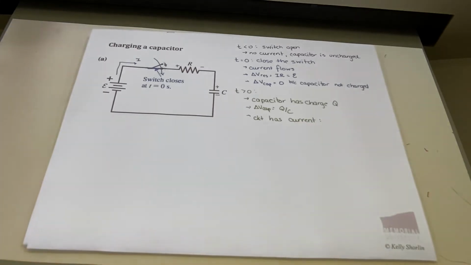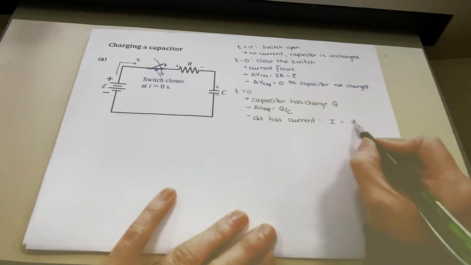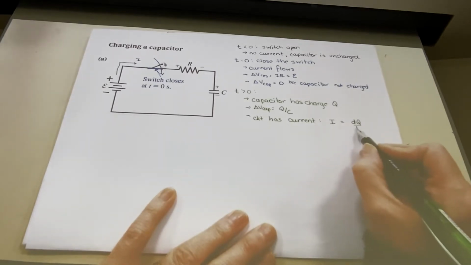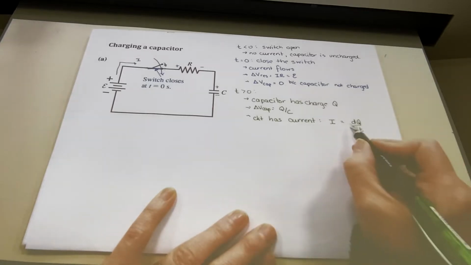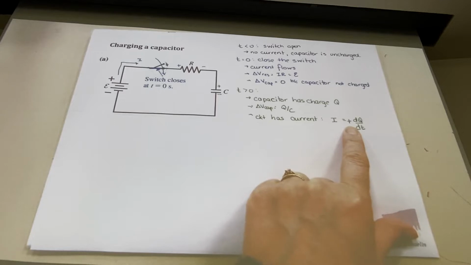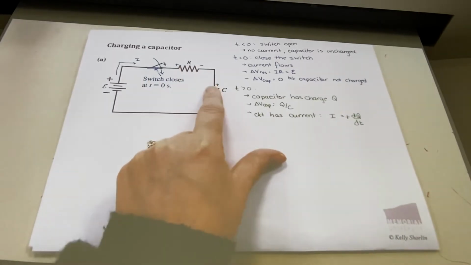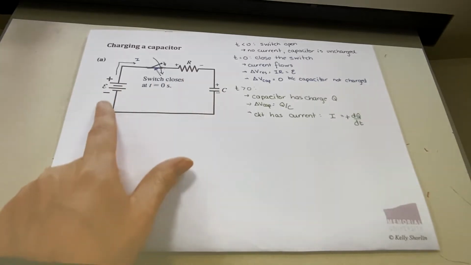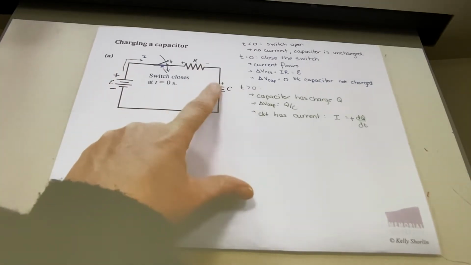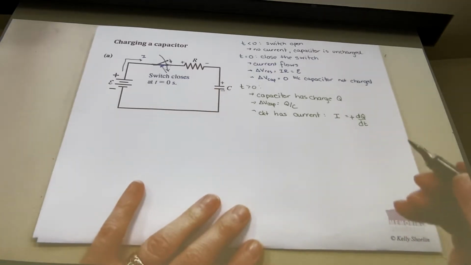We know that the current is related to the charge because current is change in charge over change in time. So the current in the circuit is I equals dQ divided by dt. I'm going to put a plus sign in front. This plus sign is reminding us of the fact that we're getting current in this circuit because we're adding charge to the capacitor plates. So this current is flowing and it's charging up the capacitor. It's increasing the charge on the capacitor plates.